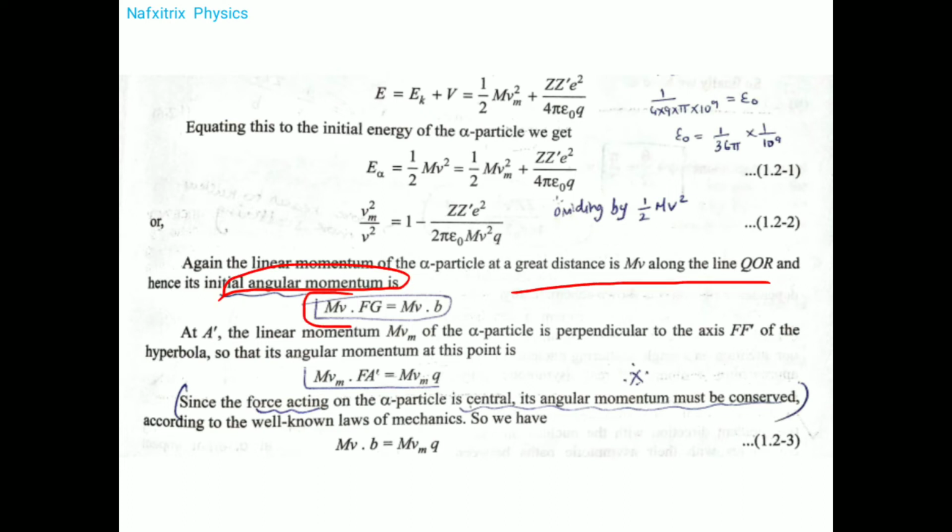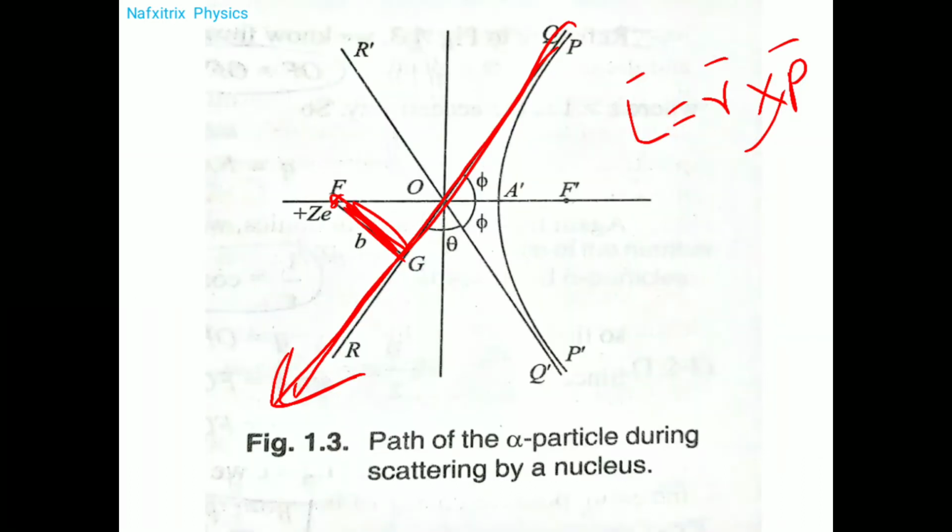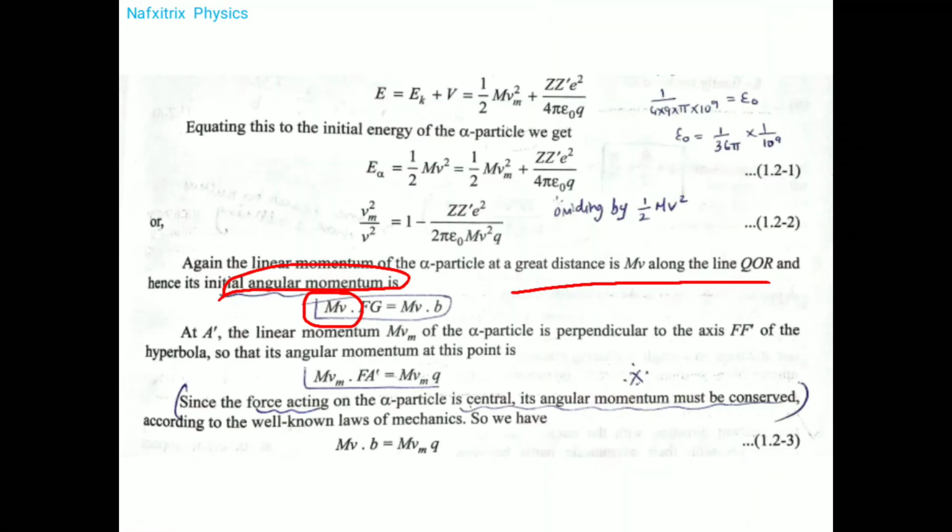So initially the mass of the alpha particle we have considered is m, and its velocity v, so mv is the momentum, into fg. Fg means, here you can see, this is fg, the perpendicular distance, so don't get confused. So that is nothing but mv into b. In a similar fashion, at a dash the linear momentum of the particle is mvm. The velocity of the particle has been reduced to vm, so its angular momentum at this point is mvm into fa dash.